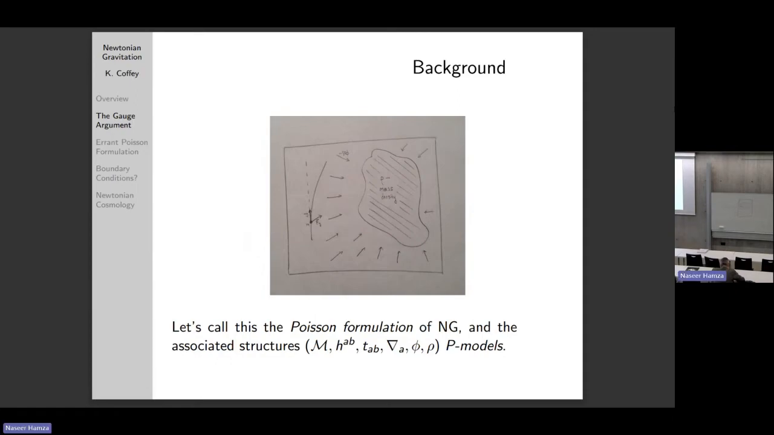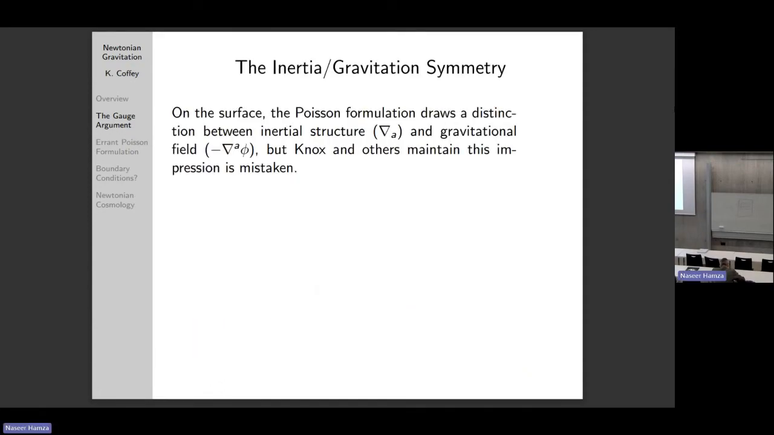So let's call this the Poisson formulation of Newtonian gravitation, and let's call the structure consisting of the space-time with the inertial structure and a potential and a matter distribution that satisfy Poisson's equation, let's call any structure that satisfies these conditions a P model, right? So a model of the Poisson formulation. So on the surface, it's not obvious that one would claim that the distinction between inertial structure and gravitational field is gauged or conventional or arbitrary, because of course we're using the inertial structure and the potential in defining what the dynamics look like.